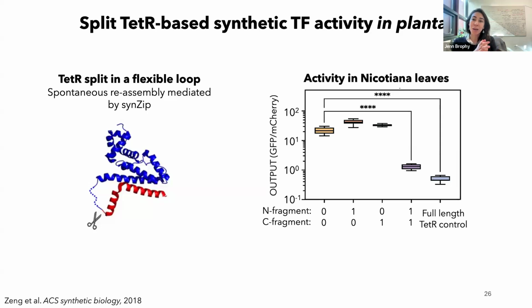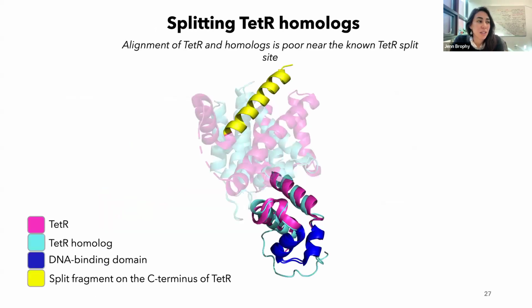However, there had been a paper published in plants showing that you could build an AND gate with split transcription factors from Mauricio Antunes' lab. So we were pretty confident that this would work. Now, TetR is a great DNA binding protein, but we wanted to see if we could split some of the synthetic transcription factors that we had been using already to construct logic gates in Arabidopsis.